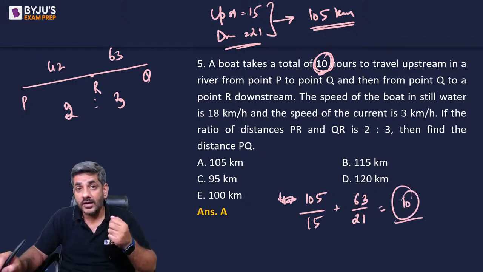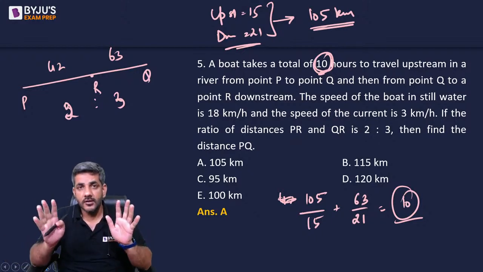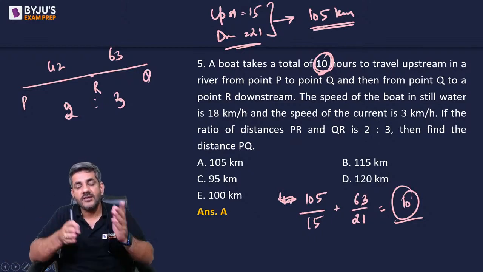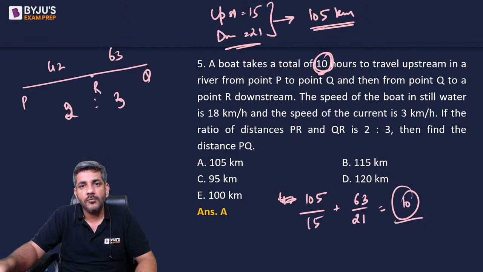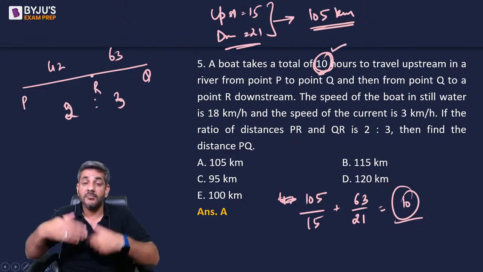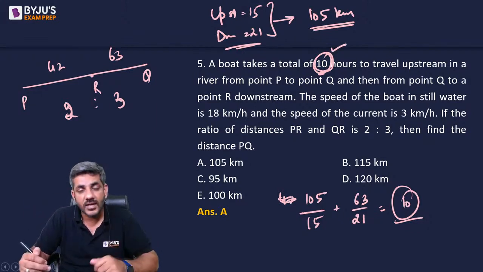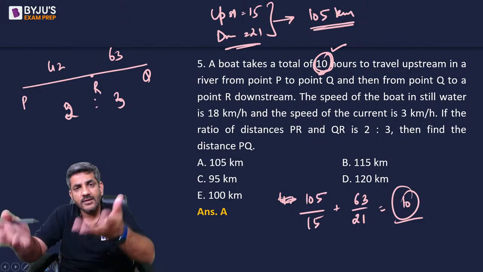What if it was not 10? Let's say it is 5. So if 105 kilometers is traveled in 5 hours, how much distance would be traveled in 10 hours? Double of 105. Then my answer would have been 210. Let's say I would have got 2.